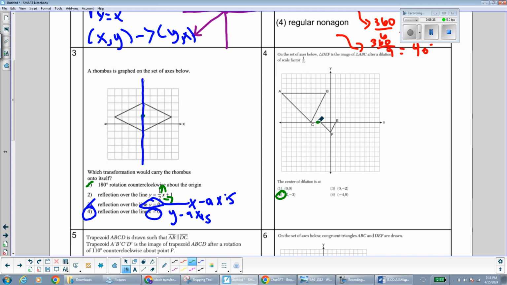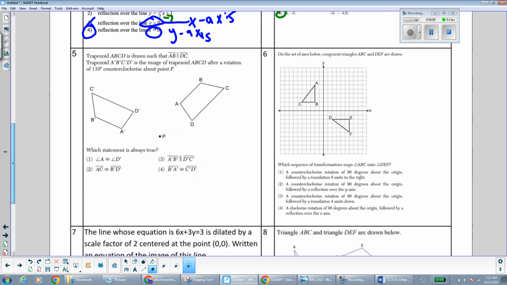Because when you dilate by a scale factor that is between 0 and 1, the pre-image is further from the center than the image. The image moves closer to the center of dilation if you're making it smaller. So the center of dilation has to be somewhere over here. So that can't be true. So answer choice 2 is the only answer choice that even could have been it. That even graphically made sense anyway.